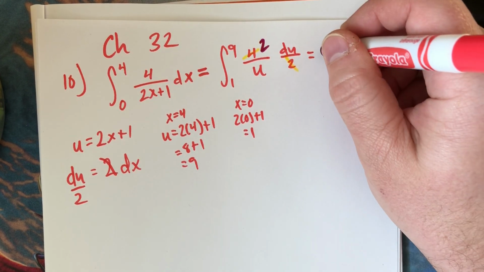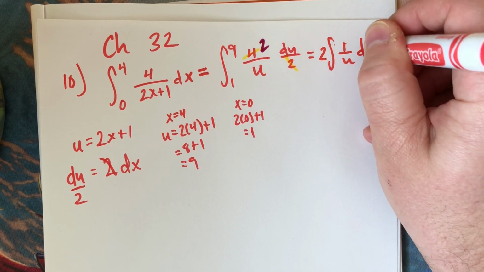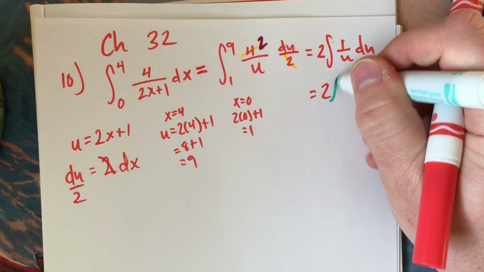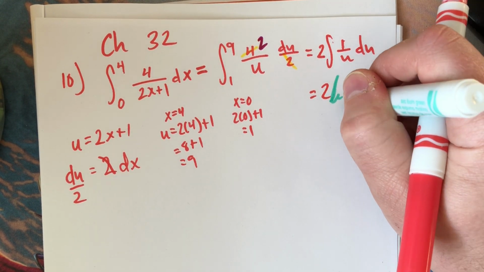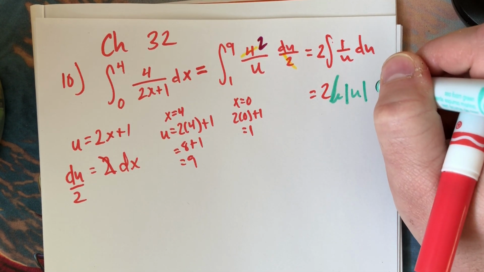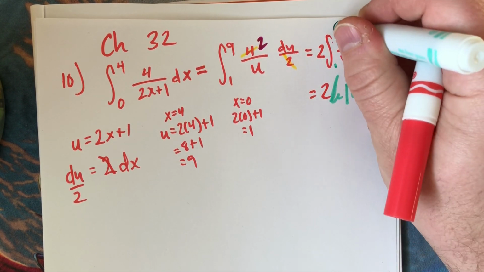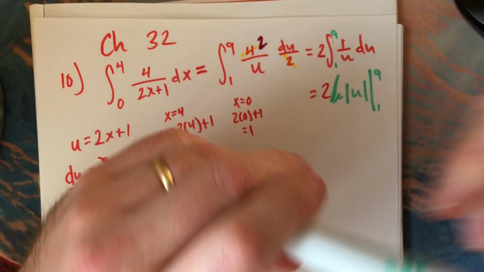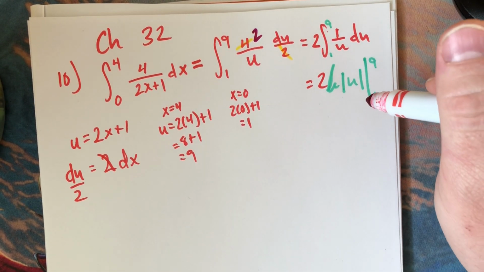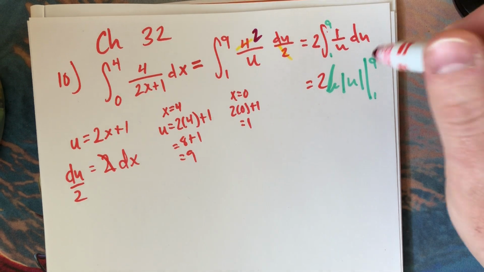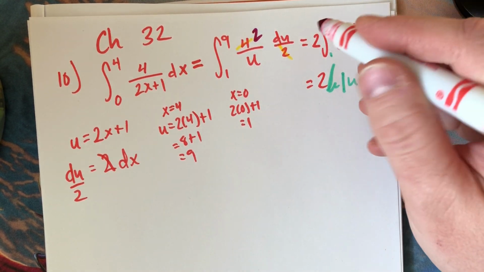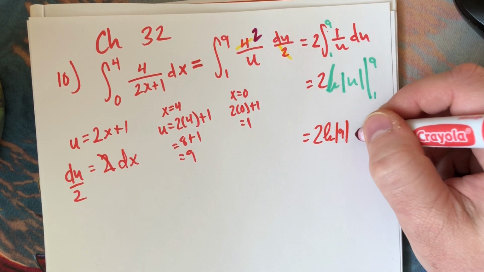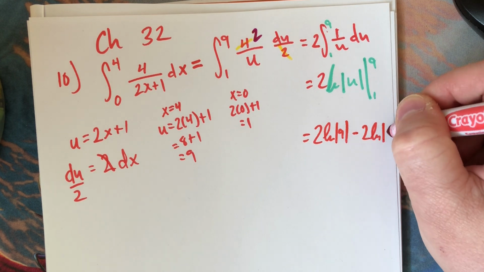So now we've got, I'll pull a 2 out front. 1 over u du. So we have 2, and then we have ln absolute value of u. I almost forgot the absolute value. From 1 to 9. So the cool thing is I don't actually have to go back and drop u back in because the bounds are different. So I can just now say, okay, this is 2 ln 9 minus 2 ln 1.